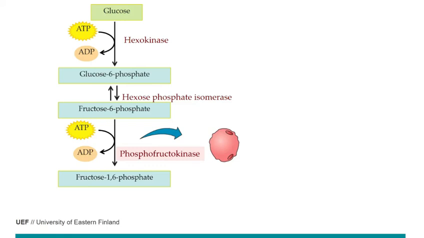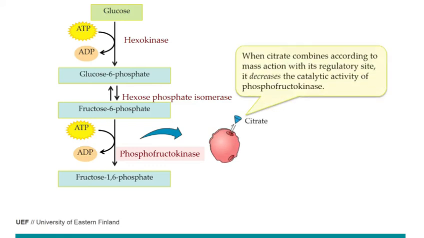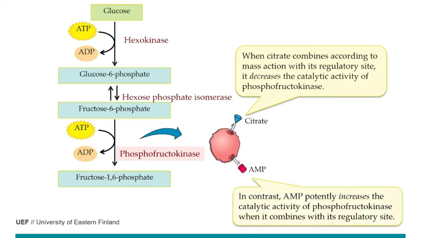regulated by two different factors. First of all, there is citrate, and it decreases the catalytic activity. So in case we have a lot of citrate, this glycolysis is inhibited. But then we also have AMP, which increases the catalytic activity. So in case we have a lot of AMP, it will enhance the glycolysis to form pyruvate.